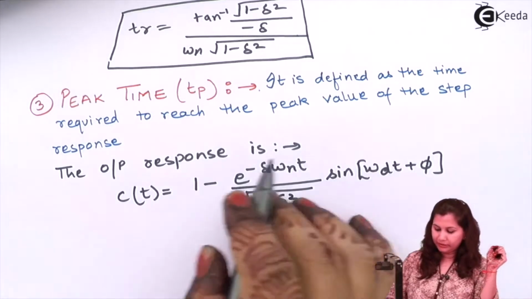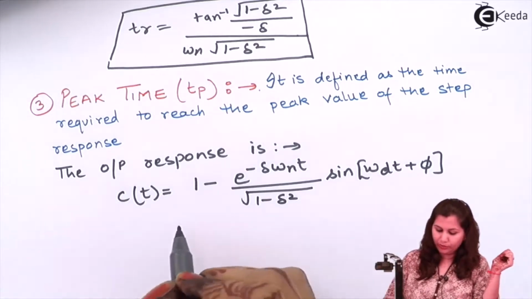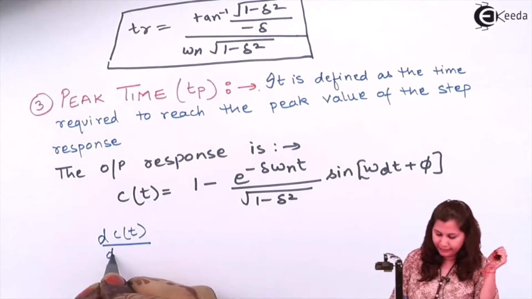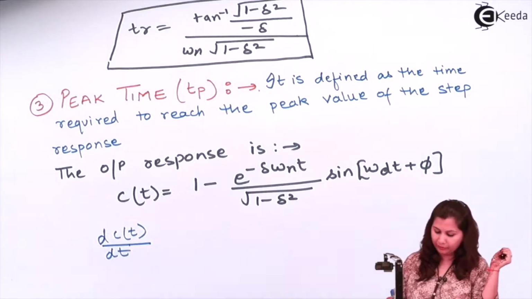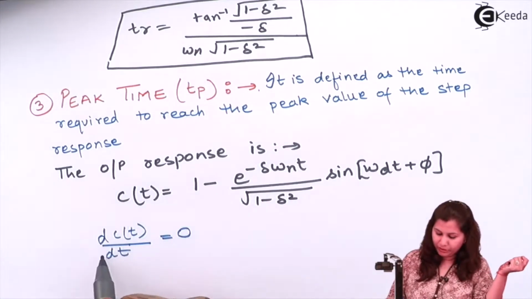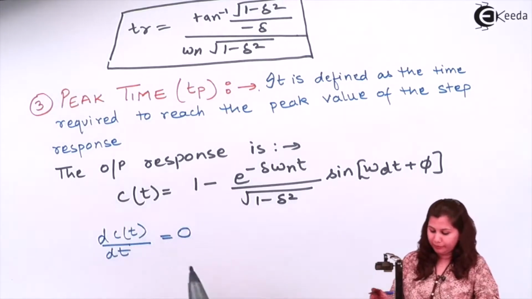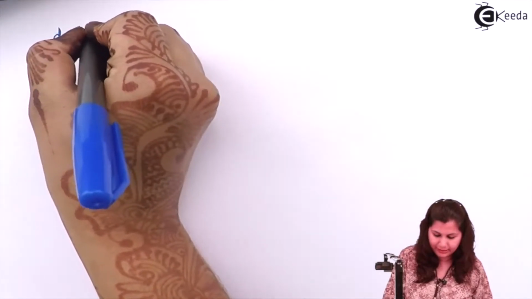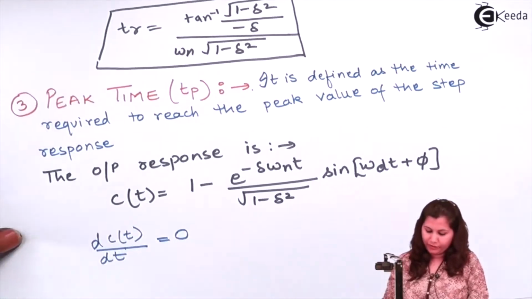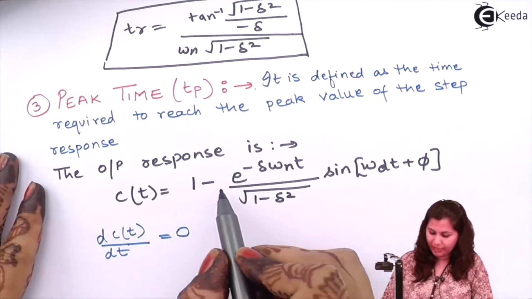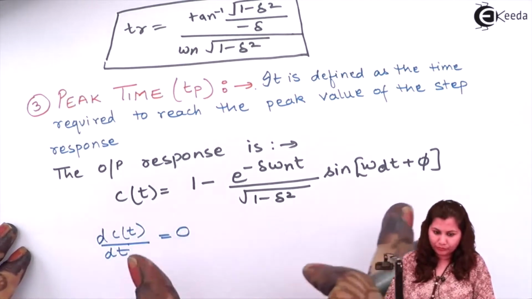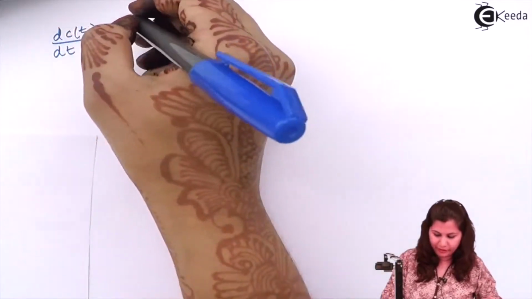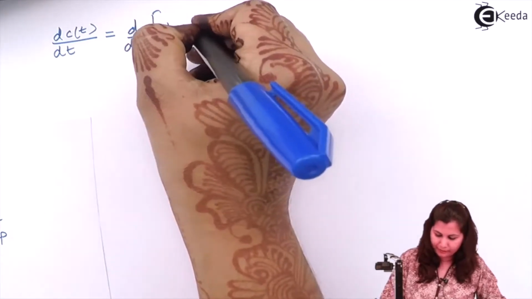Okay, so we have written the equation for the output response, and now to calculate this peak time, we have to put the derivative of this output response, that is dc(t)/dt, the derivative of the output response with respect to time, equal to 0. So when we put this derivative equal to 0, we can calculate the peak time. So let us obtain the derivative of this output response. So dc(t)/dt: first we have the derivative of 1, which will be 0. Then we have the derivative of this. So we are calculating d by dt of 1 minus.